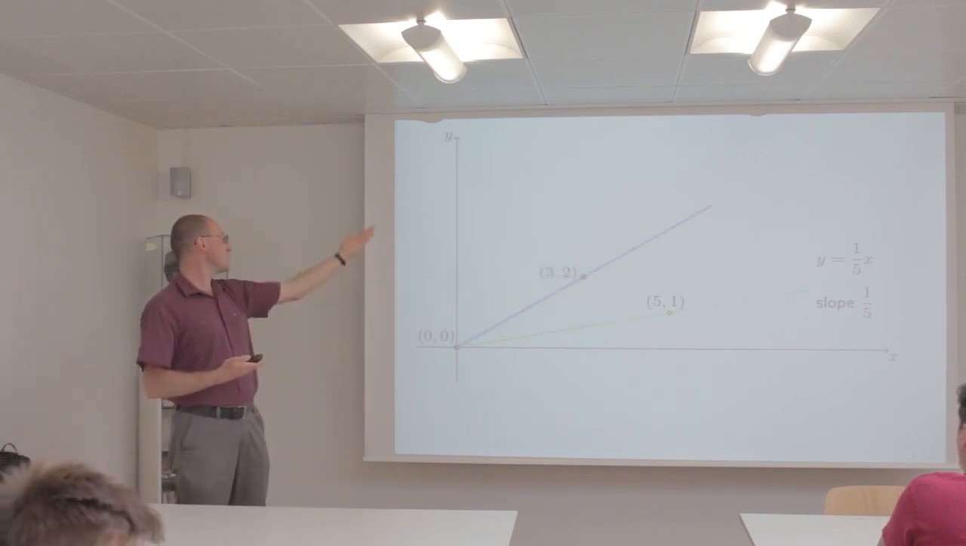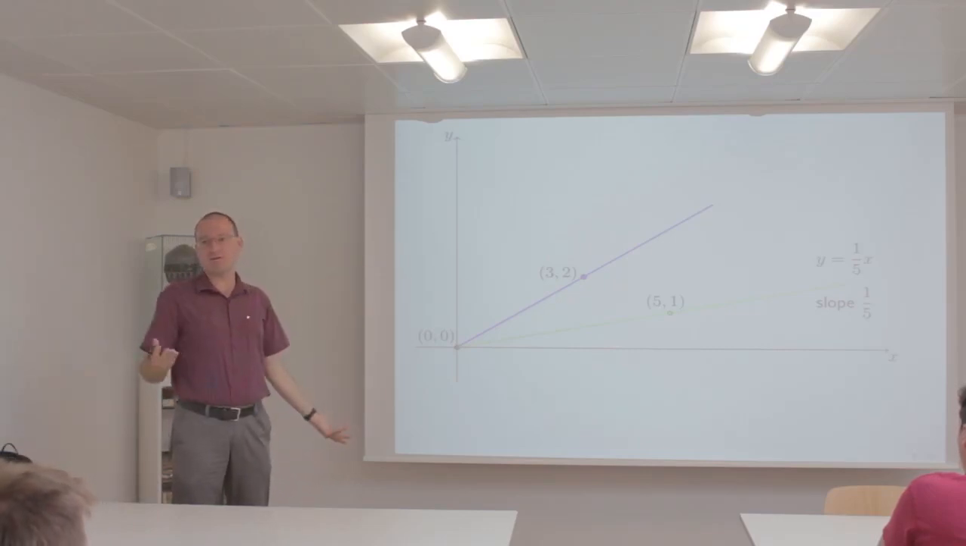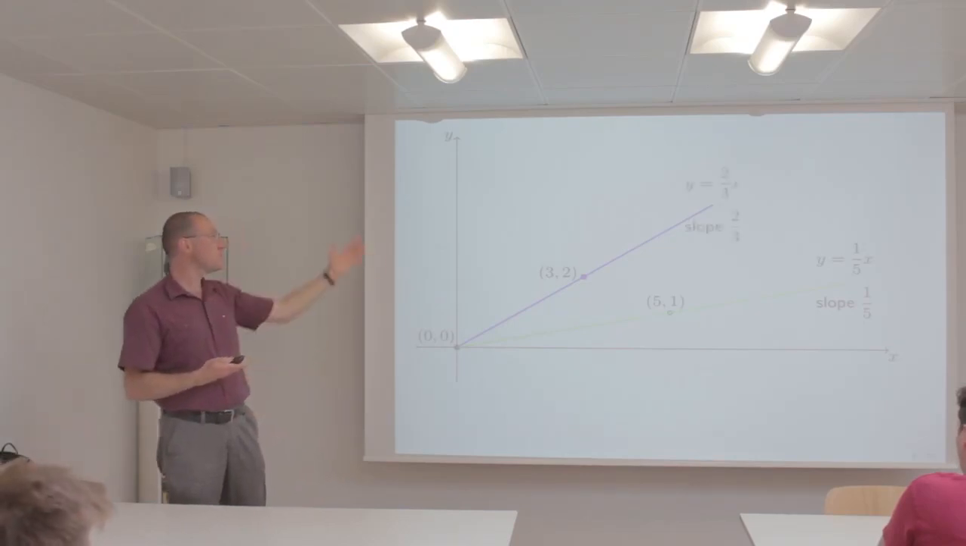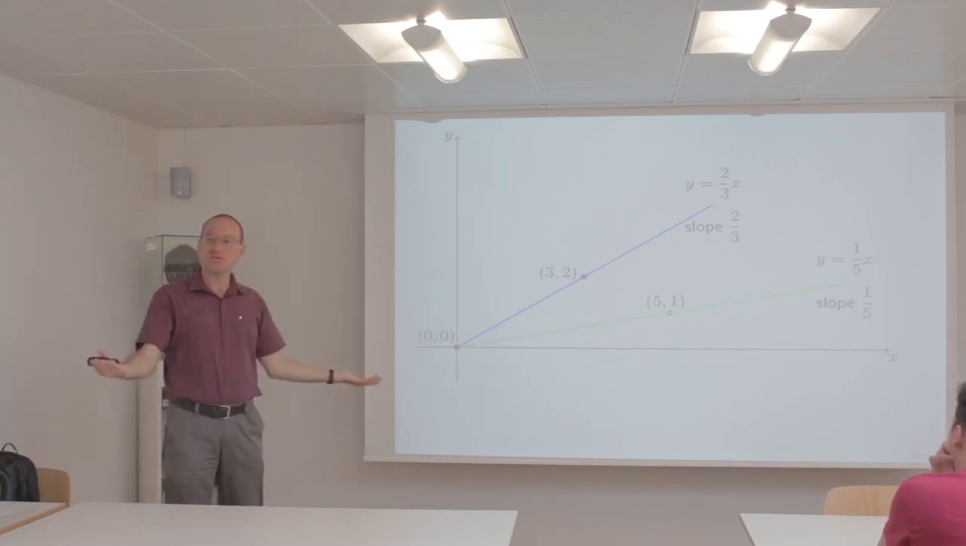Now, I draw another line joining the origin and 3, 2. What is the slope of this line and what is the equation? Yes? 2/3, and y equals 2/3 x. Absolutely, the slope is 2/3 and the equation is y equals 2/3 x. You do this all the time.